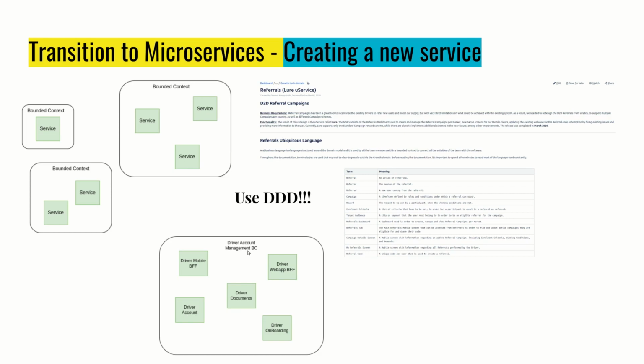And again, I have an example here. In our case, we have a bounded context named driver account management, and this is what it says.